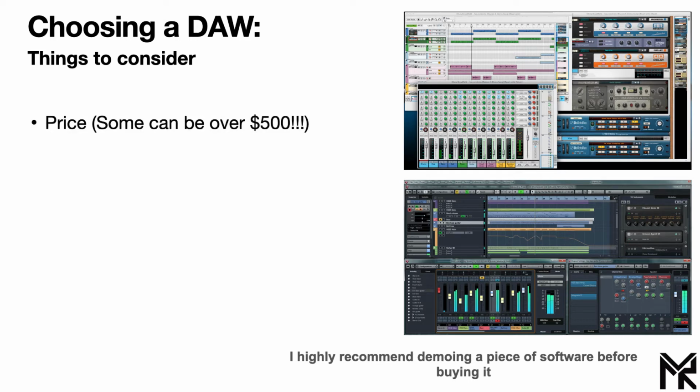The first is perhaps the limiting factor, which is the price. Some of these digital audio workstations can be over $500, some can be over $2,000, and some you actually have to pay monthly for. They have like subscription-based formats too. So finding a digital audio workstation that works with your price range, which there are even free ones out there, is obviously really important just for your budget.